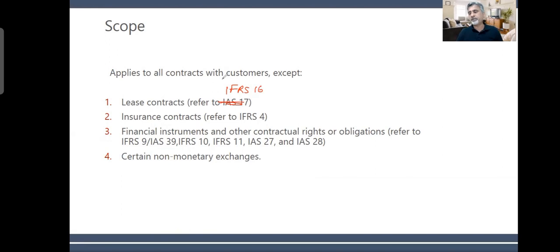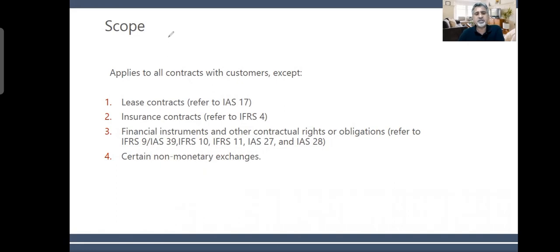Except IFRS 16, because if you have some revenue from leases, it is treated under IFRS 16. Insurance, IFRS 4, or IFRS 9 financial instruments, 39 is gone. IFRS 10, 11, IAS 27. So IAS 27 is for consolidation. You've got now IFRS 10 here. This IFRS 10 and IAS 27 were related. IAS 28 is also consolidation, equity accounting, IFRS 11 joint arrangements, IFRS 9 financial instruments. So these standards are not within the scope.